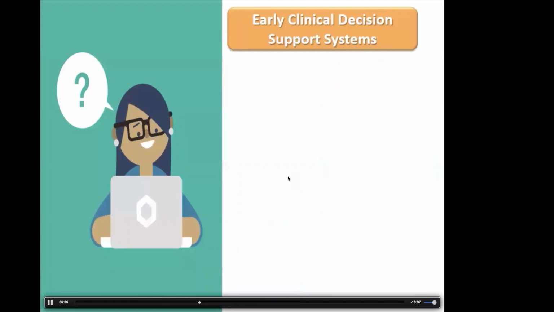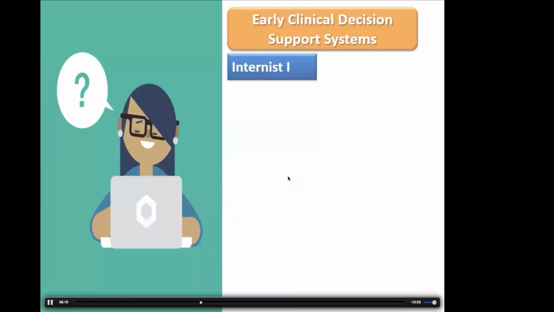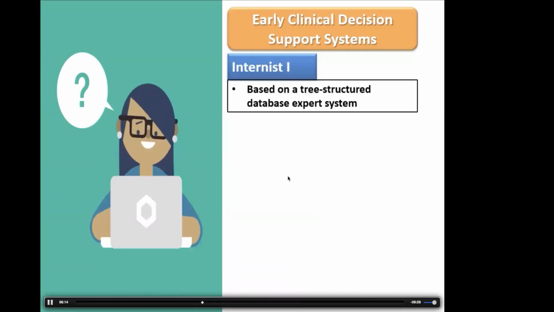There were also the early clinical decision support systems. First would be the INTERNIST. It was a rule-based expert system designed at the University of Pittsburgh in 1974 for the diagnosis of complex problems in general internal medicine. It uses patient observations to deduce a list of compatible disease states. So this is based on a tree-structured database that links diseases with symptoms.